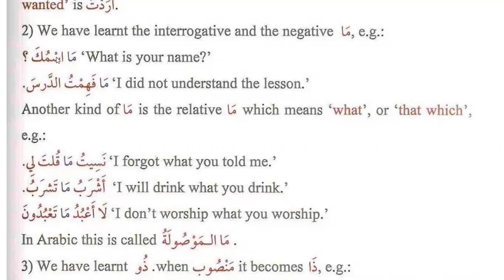What did you learn in this point? Ma has three meanings. When ma is between sentences, it means what, and that which. So the first ma is the interrogative ma, the second is the negative ma, and the third is called ma al-mawsula, which is known as what, that which. Okay.